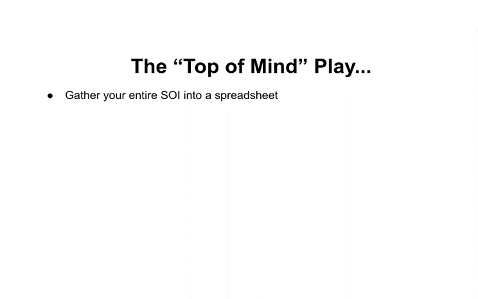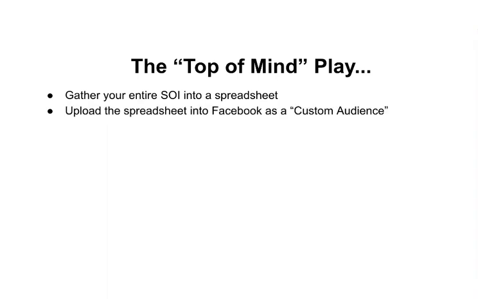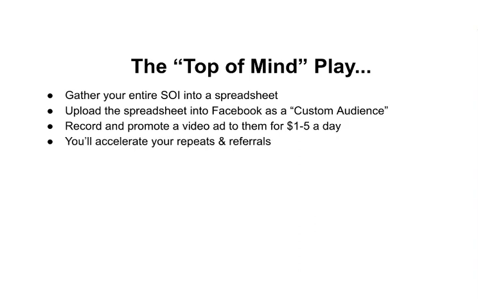Gather up your entire sphere of influence into a spreadsheet, right? So just names, email addresses, and telephone numbers. It could be people from your CRM, your database, phone numbers from your phone, and so forth. Upload that spreadsheet into Facebook as a custom audience, okay? Record and promote a video to them for $1 to $5 a day, and you're going to accelerate your repeats and referrals like crazy, okay?